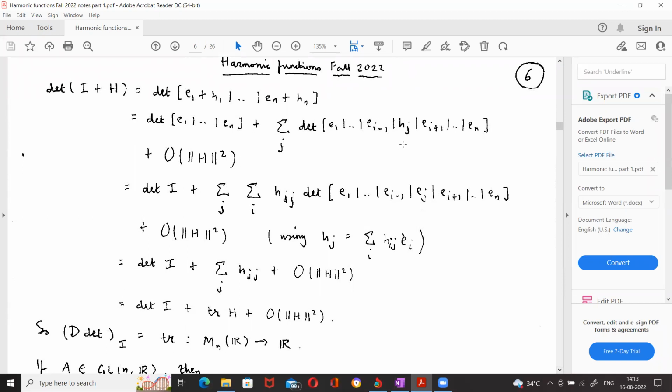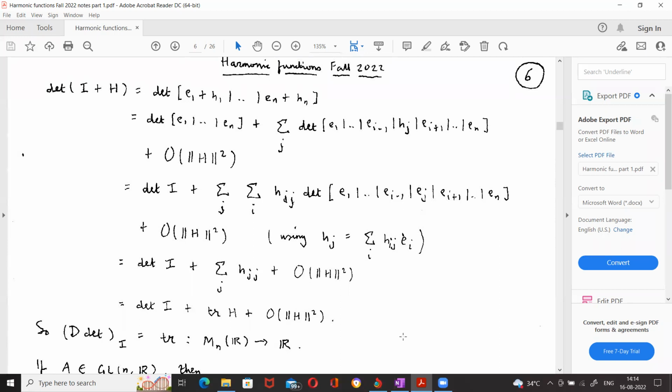And then the linear term, again, what I can do is I write Hj as a sum over i of Hij Ei. And I substitute that here. Then I use the multilinearity of the determinant. So this sum over Hij, the Hij will come out as a sum over i, and then I will have Ei here. Okay.